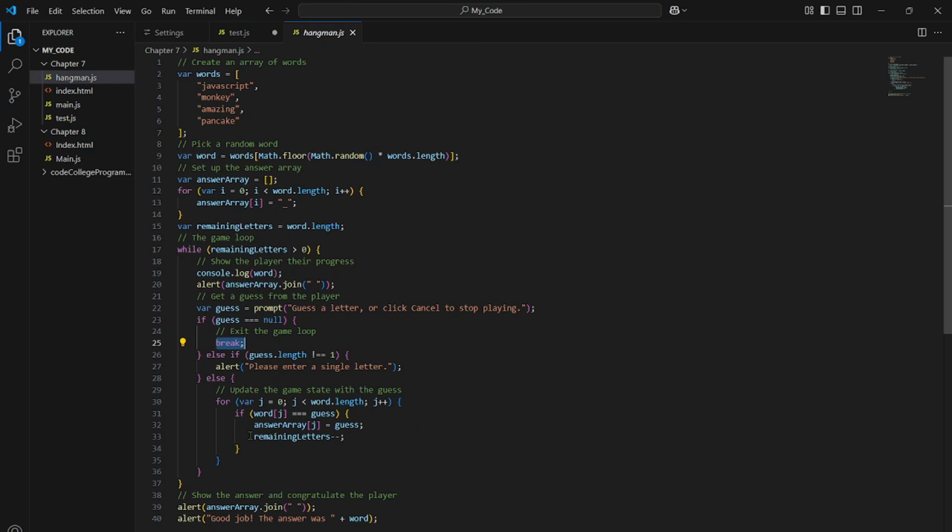And then just below that, you've got else if. So if they didn't cancel the game, it checks to see if they entered one letter or not. If they entered more than one letter, it loops again and says, hey, you must enter a single letter. And just below that is the last else statement, which is the actual game function. So that's where the whole loop of the thing works.